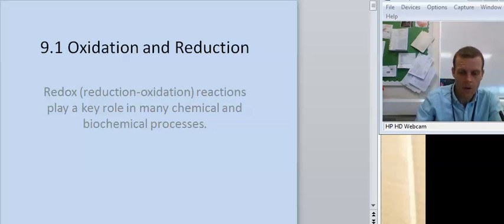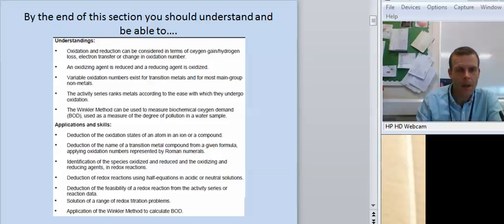Right, redox chemistry, topic 9. This is what we're going to be looking at. Again, quite a lot to get through in this section.